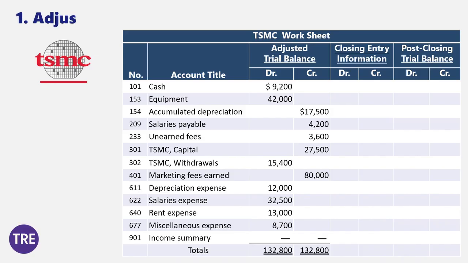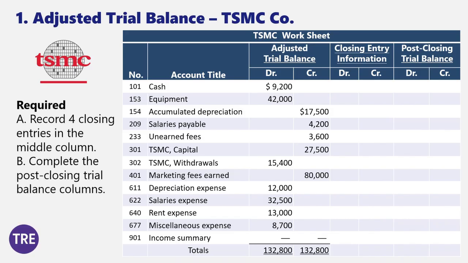Here we have the adjusted trial balance for TSMC Company. Our task is to complete 2 steps. First, we need to record the 4 closing entries in the middle column. Second, we'll prepare the post-closing trial balance in the last 2 columns.